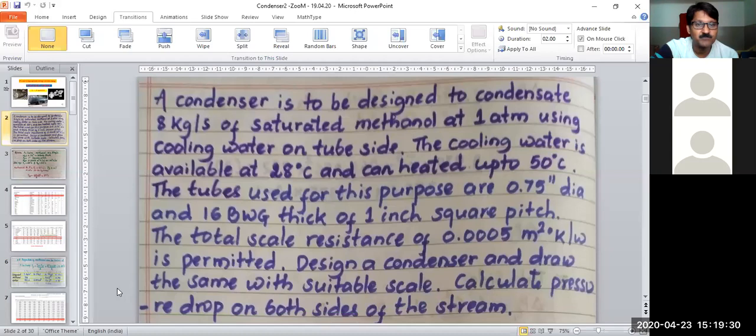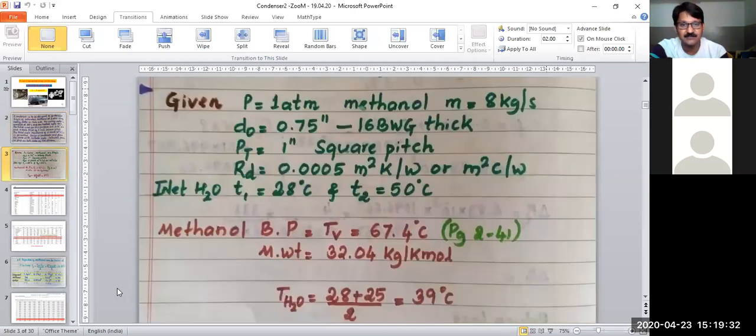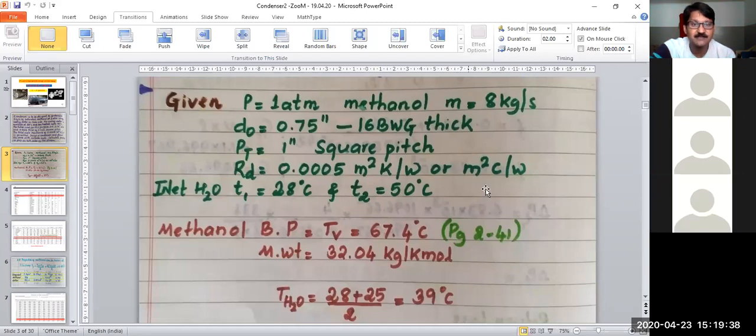So write down the given data. Please refer to the problem and write down the data. What is given? The pressure is 1 atmosphere. And at 1 atmosphere, what are you going to condense? Methanol. So methanol is 8 kg per second. You want to condense 8 kg of methanol every second using water.